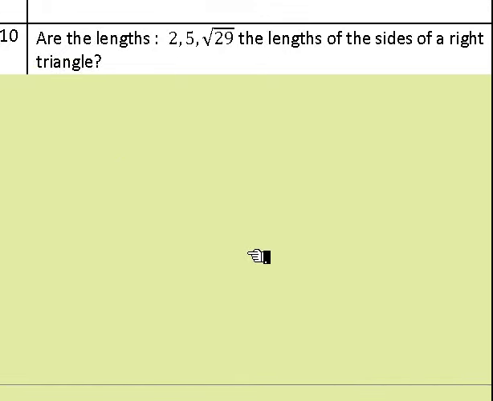In number 10, we're also going to use the Pythagorean theorem to see if the following 2, 5, and square root 29 are the lengths of the sides of a right triangle. Okay, so here are the various lengths, 2, 5, and the square root of 29. And we want to see if the following relationship is satisfied. Okay, do the sides satisfy this? These three sides, do they satisfy this equation? We have to make sure that we substitute for C whichever is the longest side or the largest number.